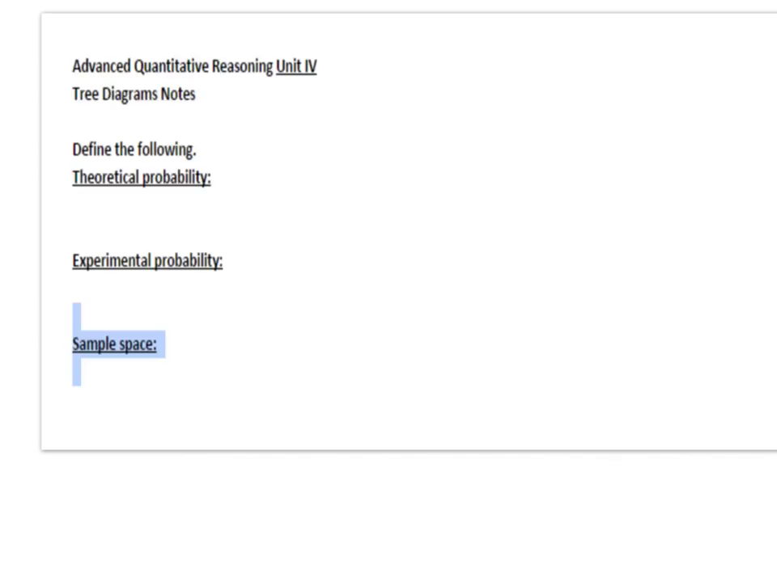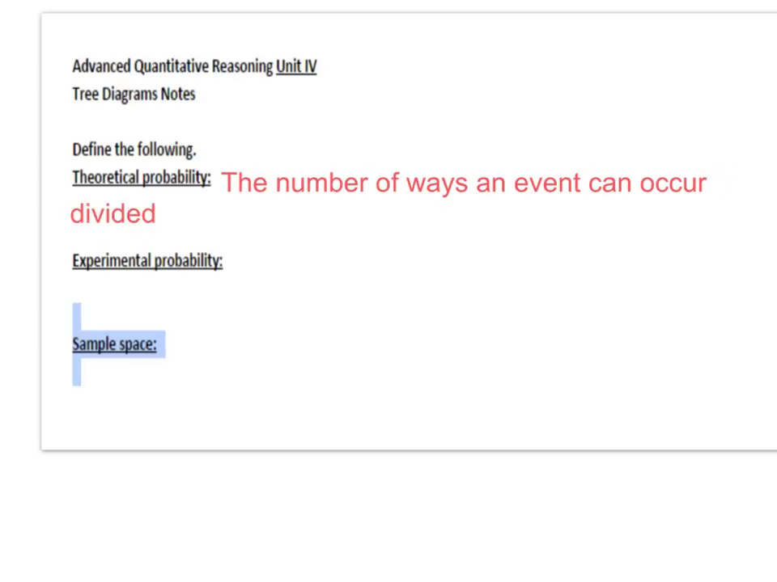So for the tree diagram notes, you have two different types of probability. You have theoretical probability and you have experimental probability. Theoretical probability is the number of ways an event can occur divided by the total number of outcomes.